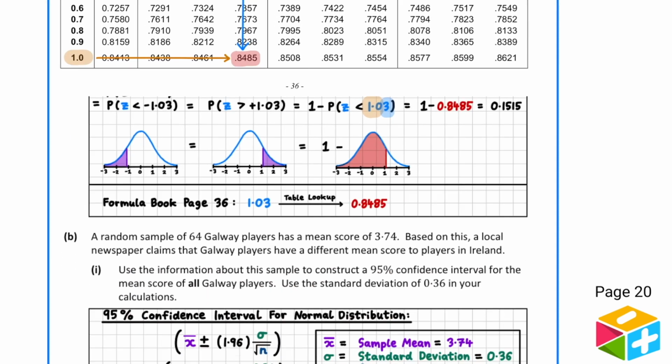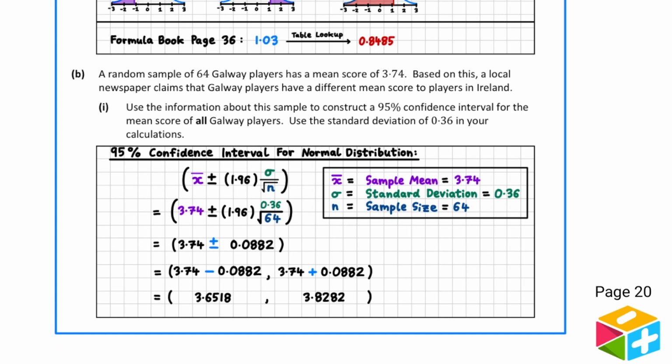In part B, we're told that a random sample of 64 Galway players has a mean score of 3.74. Based on this, a local newspaper claims that Galway players have a different mean score to the players in Ireland. In part I, we must use this information to construct a 95% confidence interval for the mean score of all Galway players. We should use the standard deviation of 0.36 in our calculations.